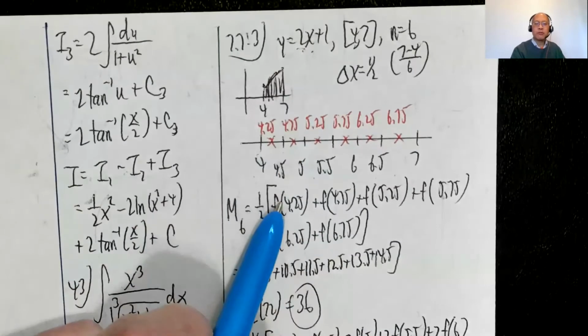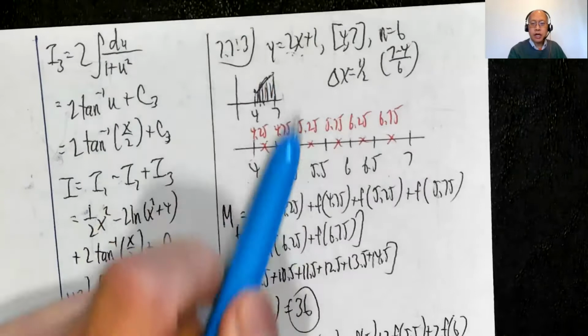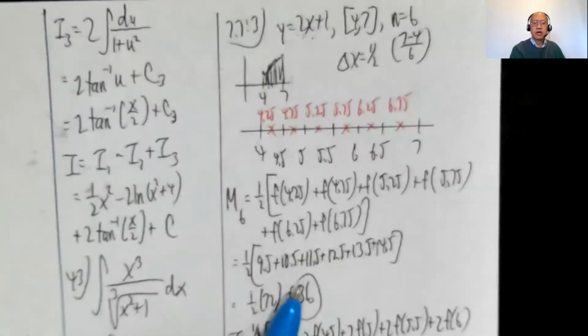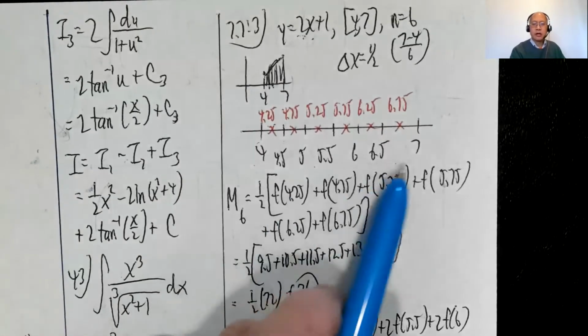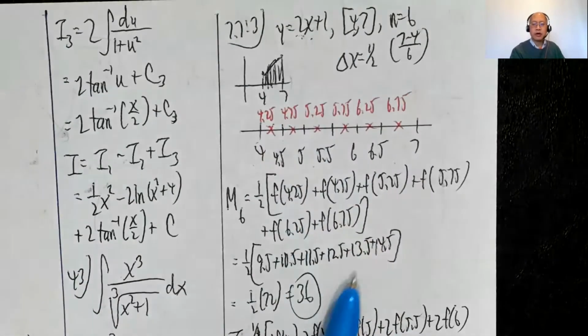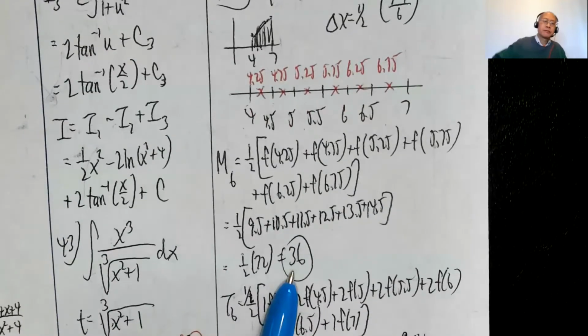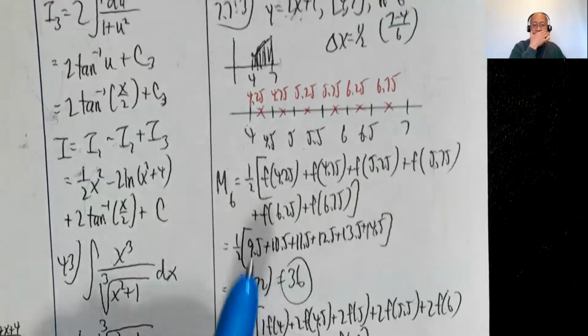So 2 times 4.25 plus 1 comes out to be 9.5. 2 times 4.75 plus 1 comes out to be 10.5, and so on, and 2 times 6.75 plus 1 is 14.5. Add them all up, 36. What does that mean? The midpoint rule gave me the exact answer. We said it was 36.